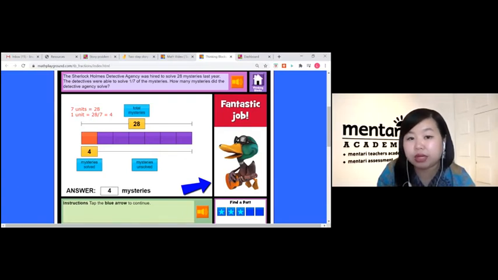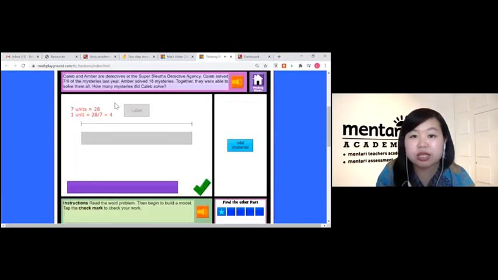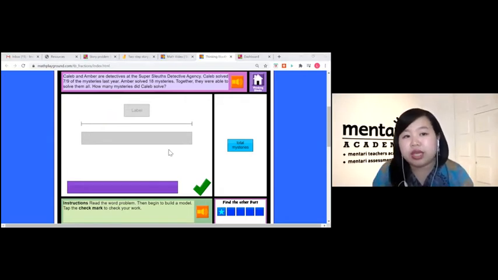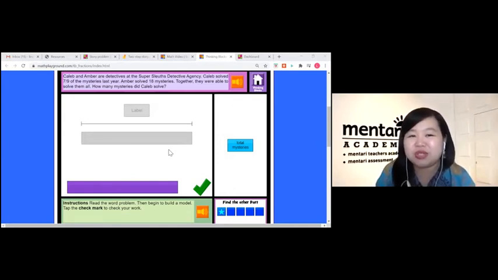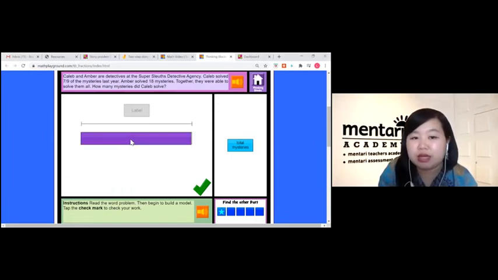There are different options also that you can try here. Maybe I will demonstrate one more. So let's say finding the other part. This one is probably a little bit more challenging than the one before. So Caleb and Amber are detectives. We're talking about detectives today. Caleb solved 7/9 of the mysteries last year. Amber solved 18 mysteries. So we're just going to do the same thing.